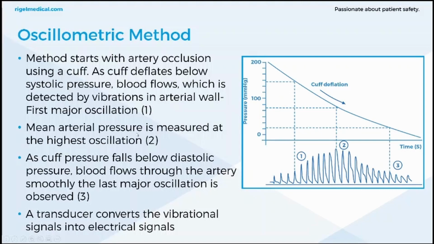Mean arterial pressure is measured at the highest oscillation. As the cuff is deflating further and further, the blood flow is starting to overcome the cuff, and then as cuff pressure starts to fall below diastolic pressure, blood starts to flow smoothly, and then the last major oscillation is observed, and this is your diastolic pressure, and that will be measured via the patient monitor. It does this by, again, a transducer which converts these vibrational signals into electrical ones. So systolic, mean arterial pressure, and diastolic pressure.